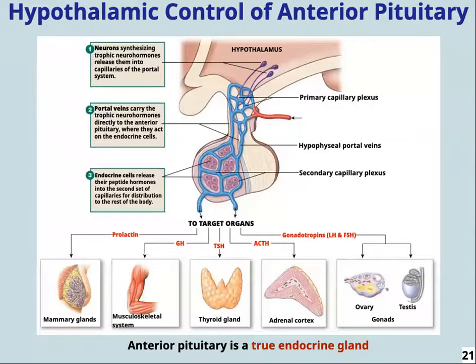This slide just shows, again, the same thing and emphasizes that the anterior pituitary is a true endocrine gland because, as we discussed, it secretes these 6 classic hormones.